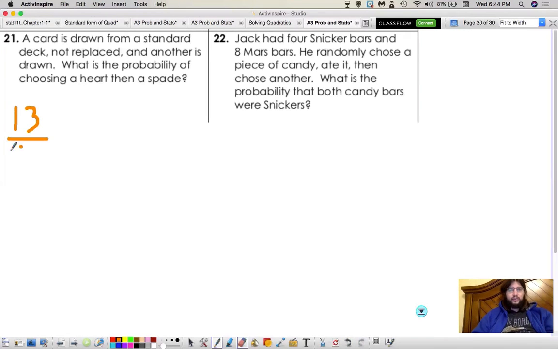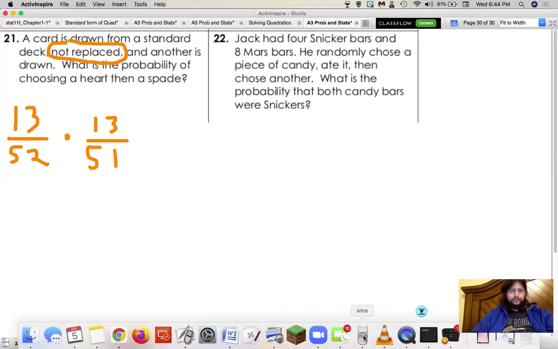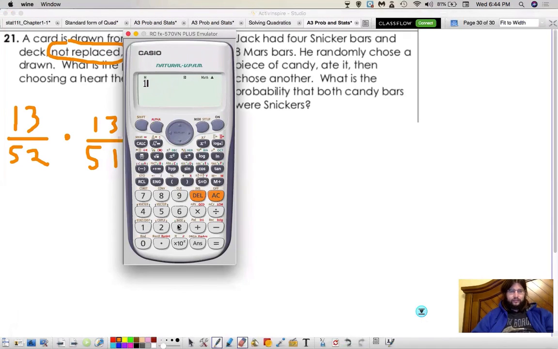How many cards? 52. Times, we took a heart out. We did not put it back. So now we're down to 51 cards. How many spades? 13. So 169 out of some large number. Yeah, that doesn't simplify. What does simplify? 13 out of 204.